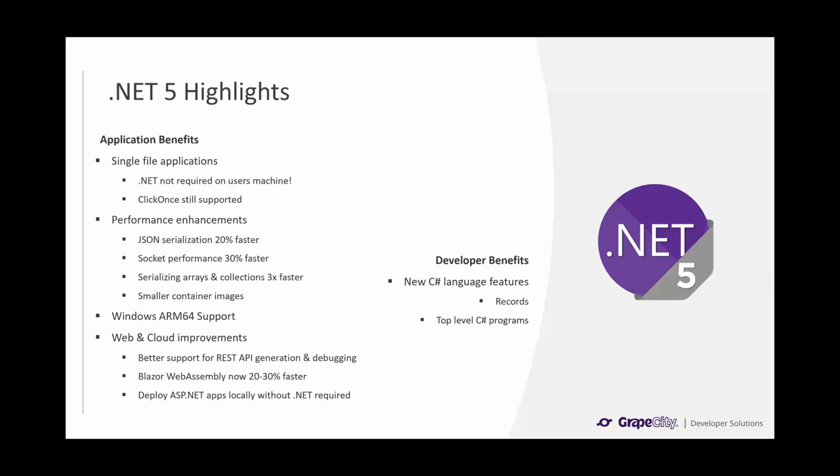And .NET 5 is not just for desktop development, but there are web and cloud improvements as well, which include, but are not limited to, better support for REST APIs, for debugging and auto-generating client APIs. Blazor WebAssembly is now 20 to 30% faster, which we are really excited about. And you can also take an ASP.NET app and create an app that runs locally without .NET being installed, among other things for web and cloud development.